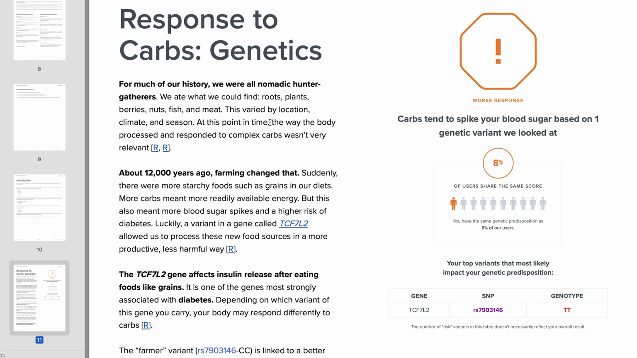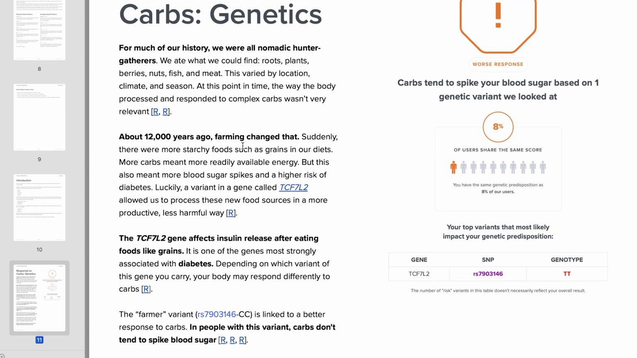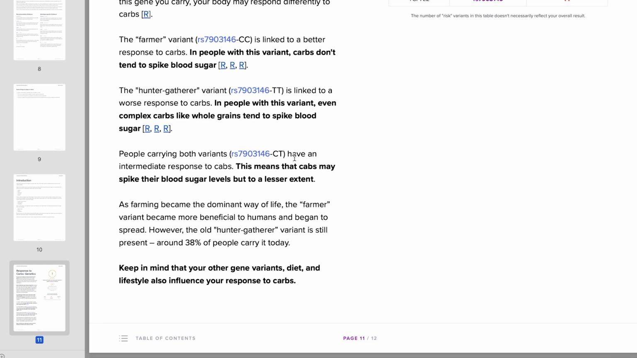This is where it gives a risk score. It tells you the relevant genes and SNPs. In this case, some of our reports are based on millions of different SNPs that are all calculated, but this one is just based on one, which is listed here. And this person has the genotype TT, which basically means that they have more of a hunter-gatherer type of genetic profile. So what does that mean? It talks here about 12,000 years ago, but I think for some of us it's longer, like 20 or 30,000 years ago.